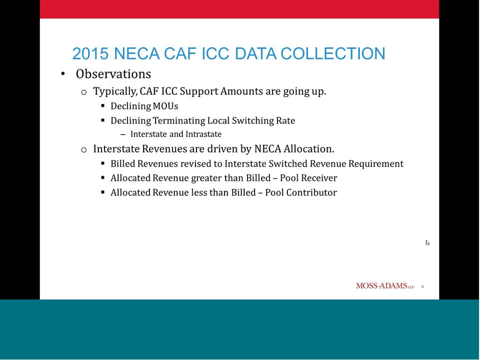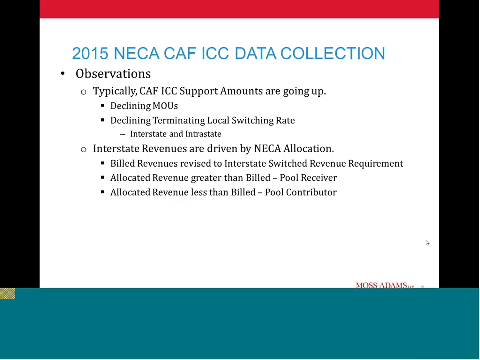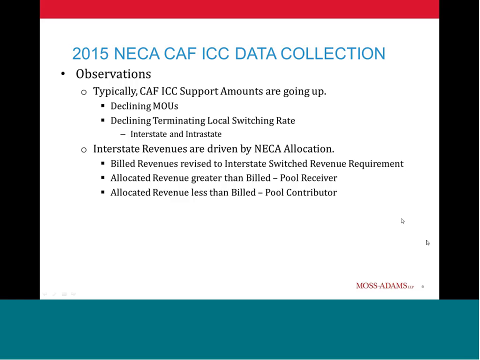Companies have questioned the difference in the interstate billed revenue versus allocated revenue on line 12 of the CAFICC data collection forms. That reflects your forecasted billed interstate revenue, but in their calculation of eligible recovery, NECA uses line 13, your allocated interstate revenue.